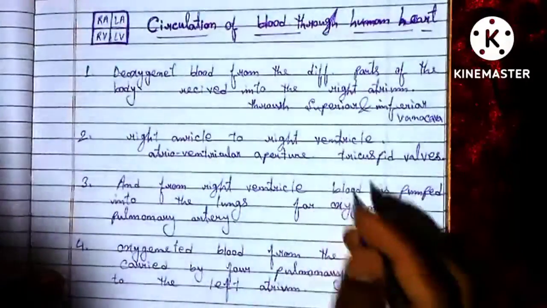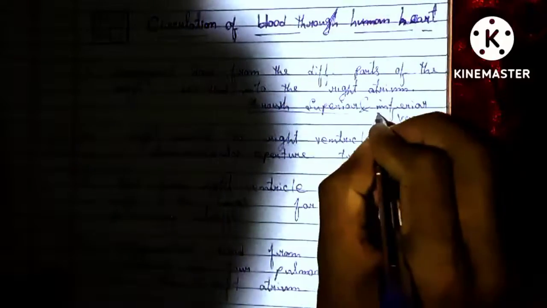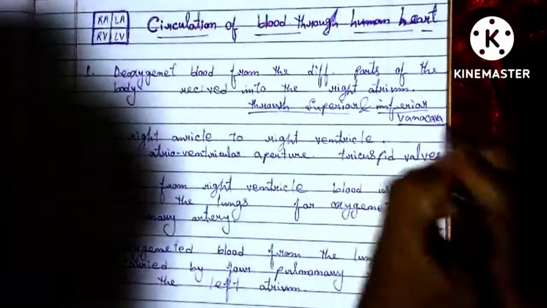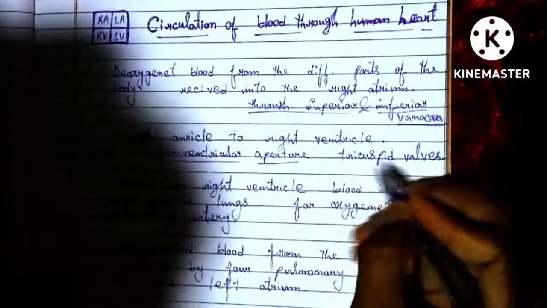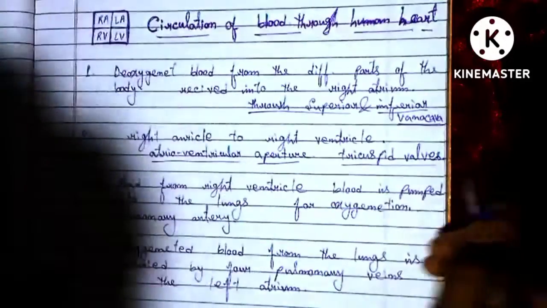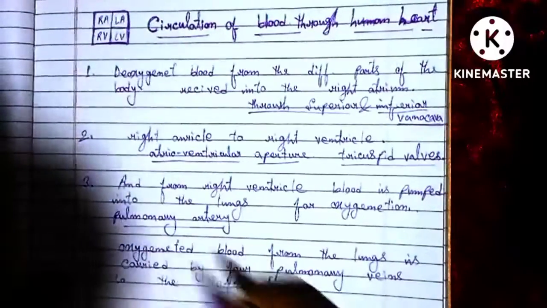So actually these are all the points I have written now, so you have to focus on these words. These are very important words. These are tricuspid valves, for oxygenation, this is pulmonary artery.